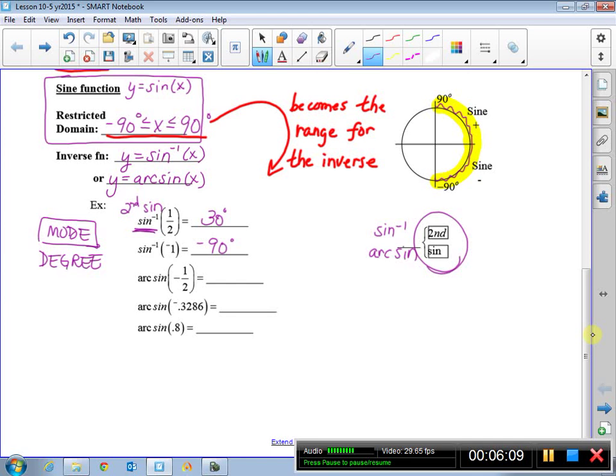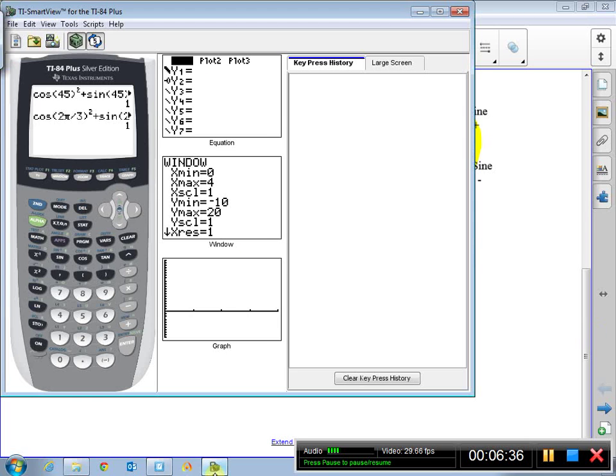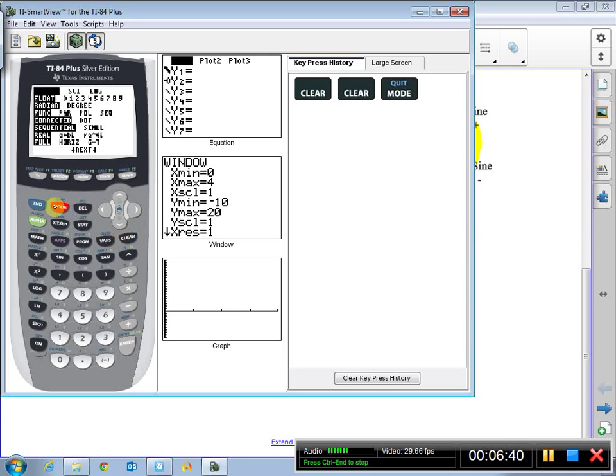Arc sine really means the same thing. So for arc sine of -1/2, you're still going to hit second sine of -1/2. So our angle is -30 degrees. Try arc sine of -0.3286. Go to my calculator here. Check my mode.